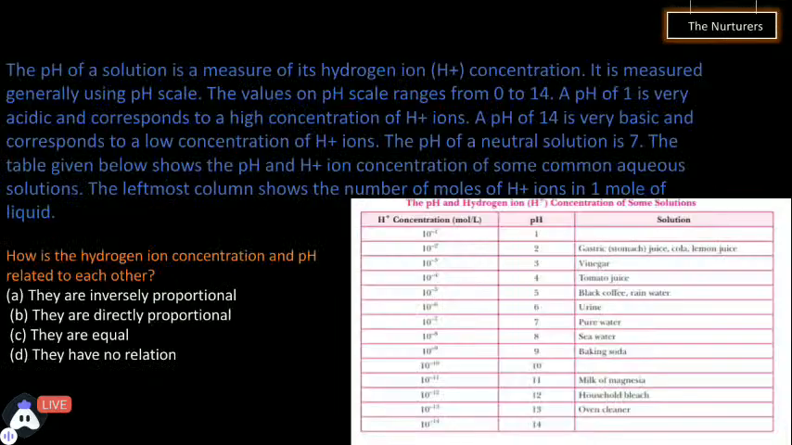So the very first question says, how are the hydrogen ion concentration and pH related to each other? How are they related? A, they are inversely proportional. B, they are directly proportional. C, they are equal. And D, they have no relation.